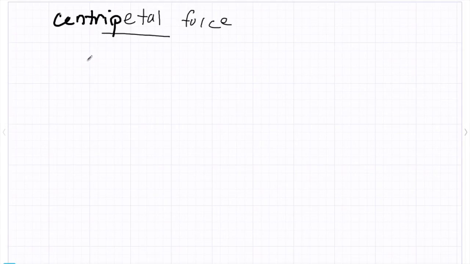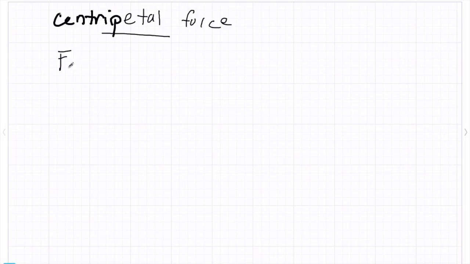The first thing to be aware of is that the centripetal force is actually not a force. It is the net force. It is made up of the sum of all the other forces in play on an object. So that means that the centripetal force can actually be different from object to object. So let's start with that.